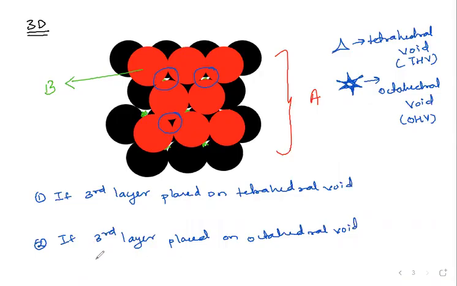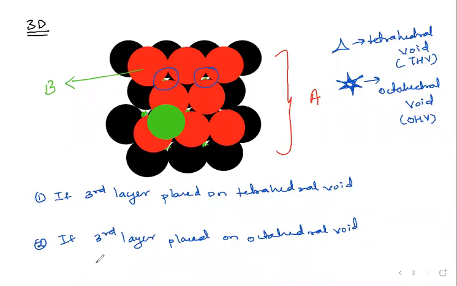tetrahedral void, please note, placing the third layer on tetrahedral void, which you can see as the black one. As you can see, does it match layer A? It matches layer A. Placing the third layer on tetrahedral void is matching layer A. Yes or no?